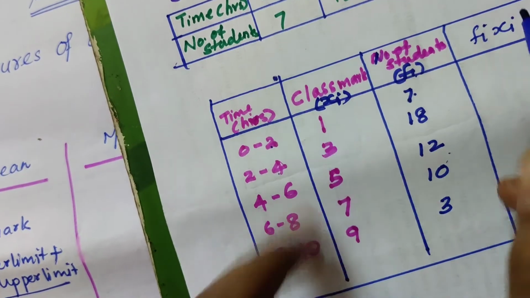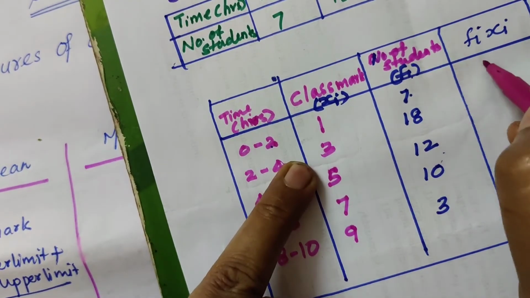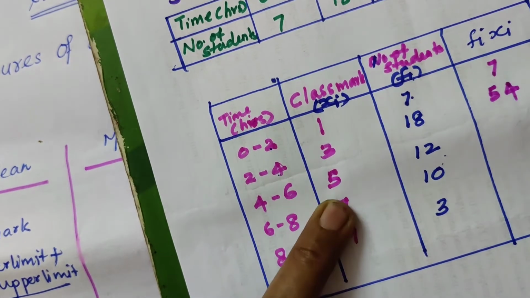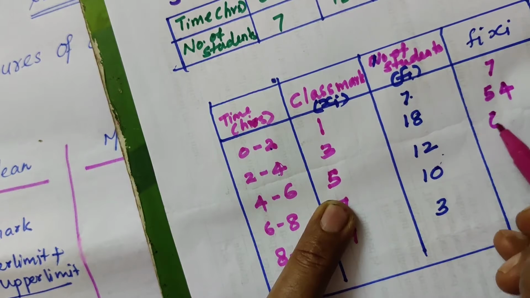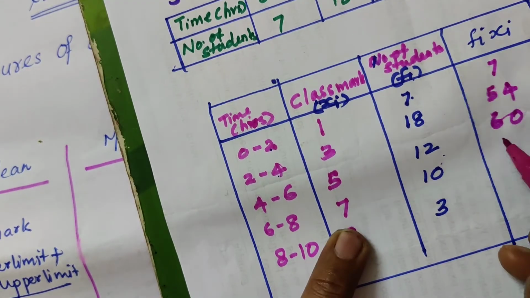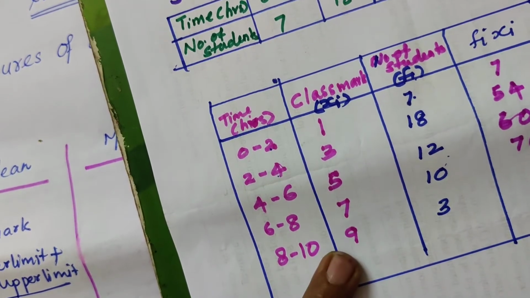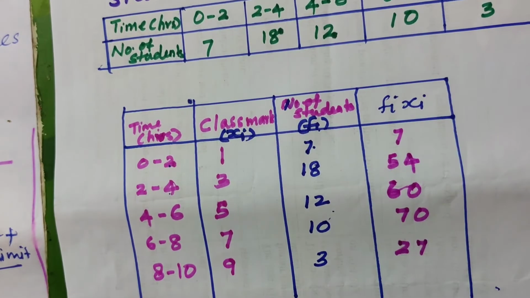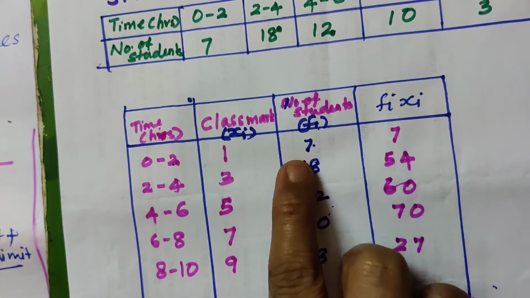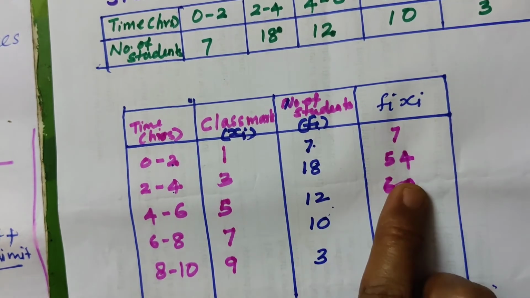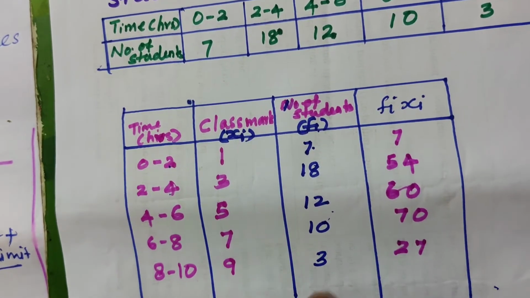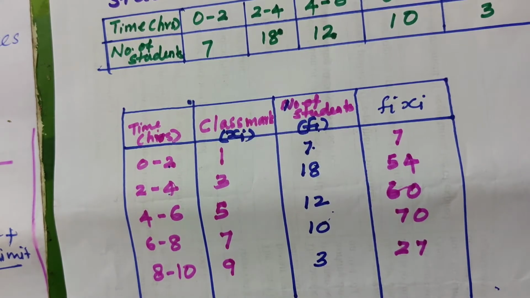So 1 into 7 is 7, and 18 3s are 54. Then 12 5s are 60, 10 7s are 70, 9 3s are 27. So fi xi means fi into xi, that means the product of these two columns. 1 into 7 is 7, 3 into 18 is 54, 5 into 12 is 60, 7 into 10 is 70, and 9 into 3 is 27.